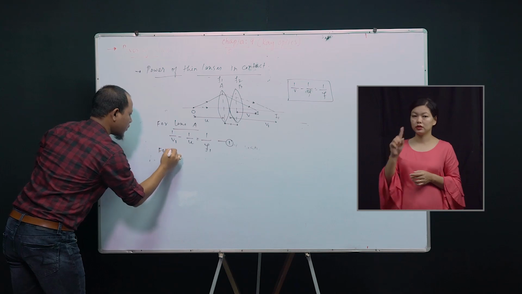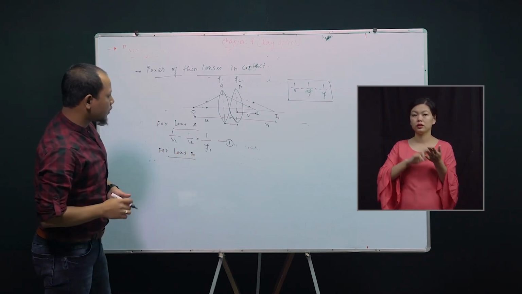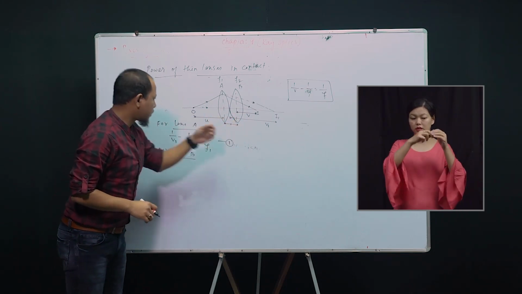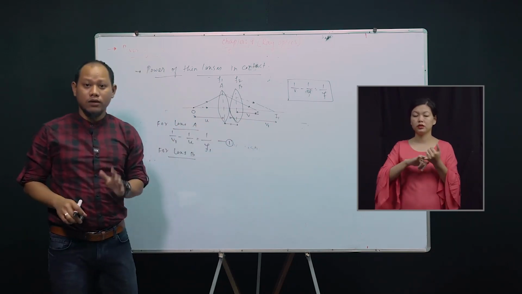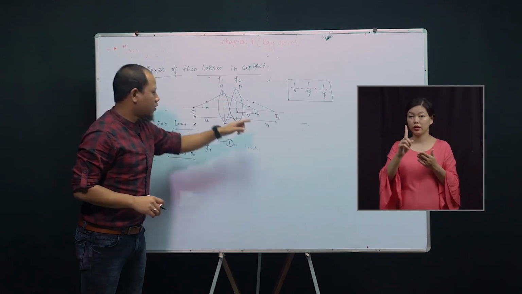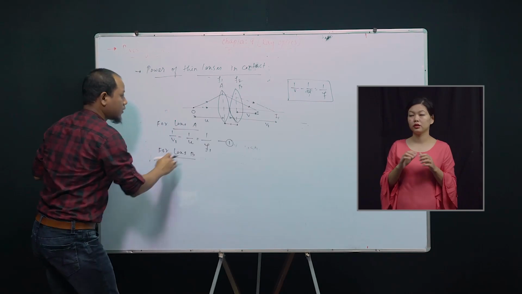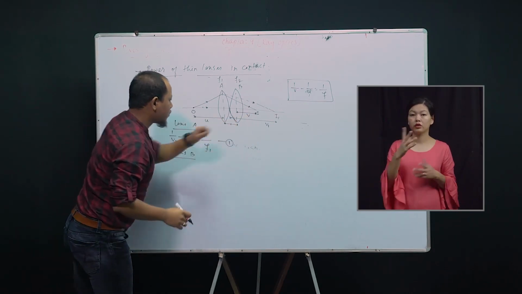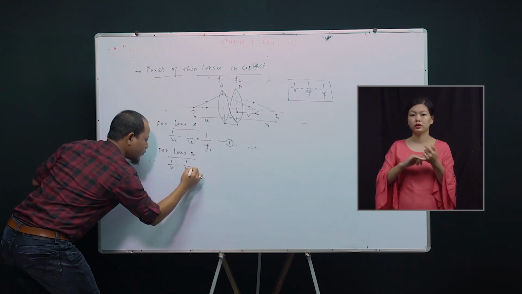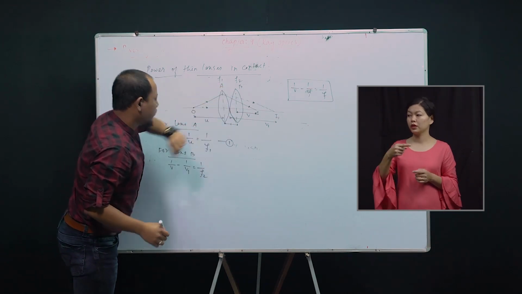Now for lens B, you have to be very careful. Look here: for lens B, which one is the object, O or I1? As I already told you, I1 is acting as the object for lens B, so V1 is counted as the object distance. And V is the image distance. So according to the lens formula, 1 by V minus 1 by V1 equal to 1 by f2, because f2 is the focal length of lens B.